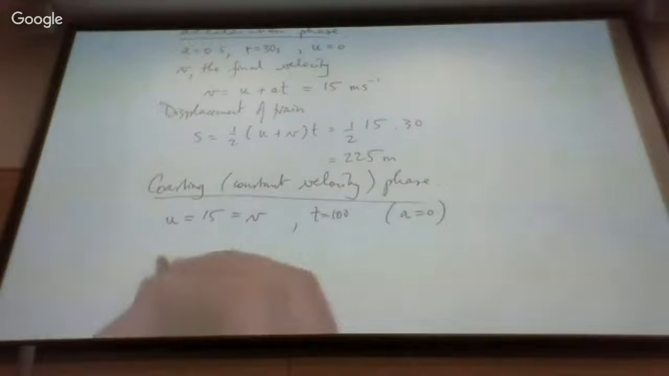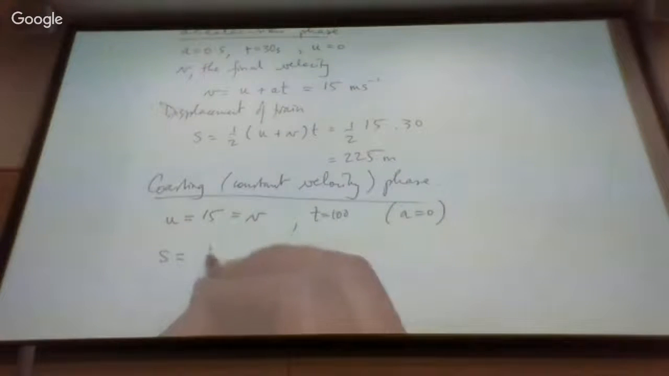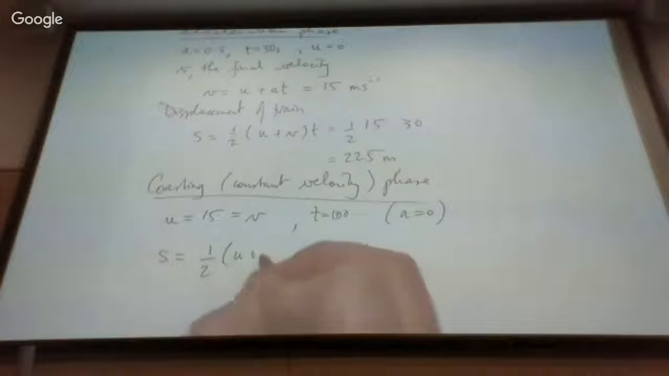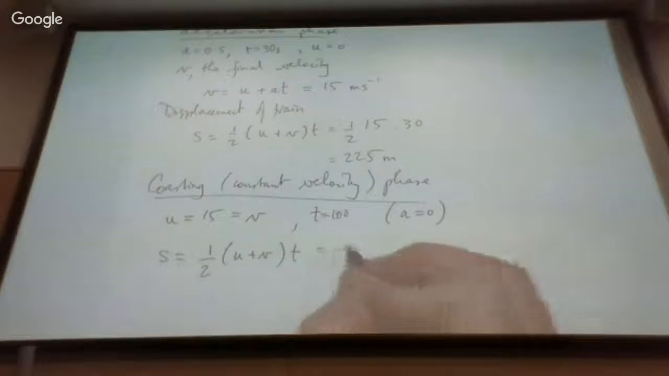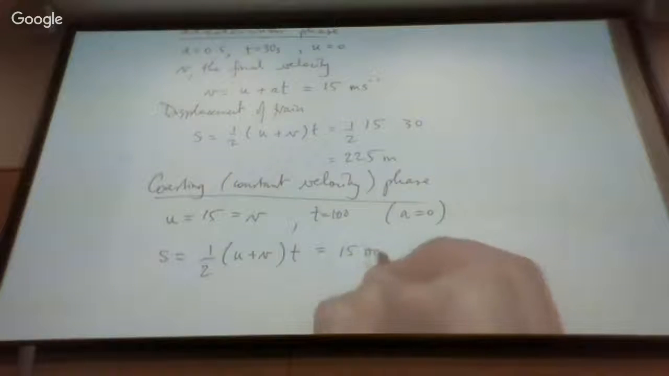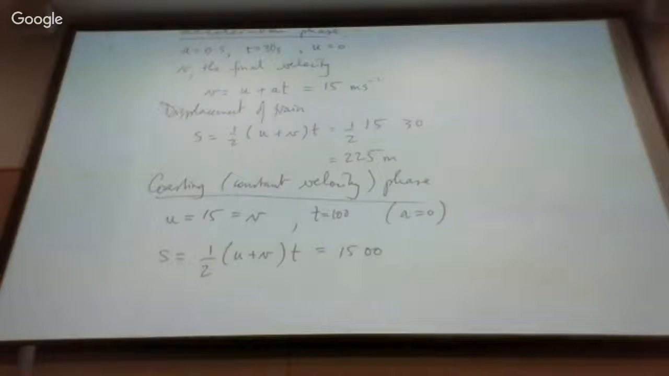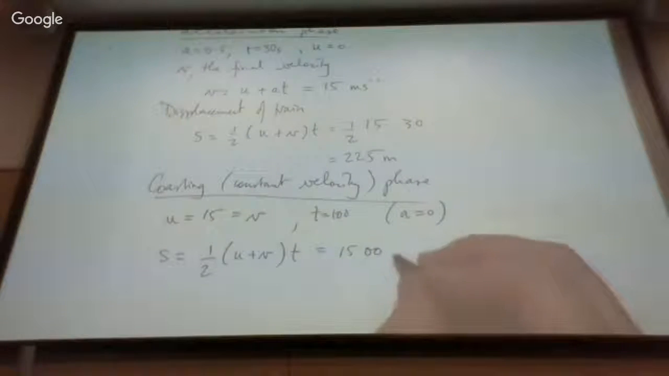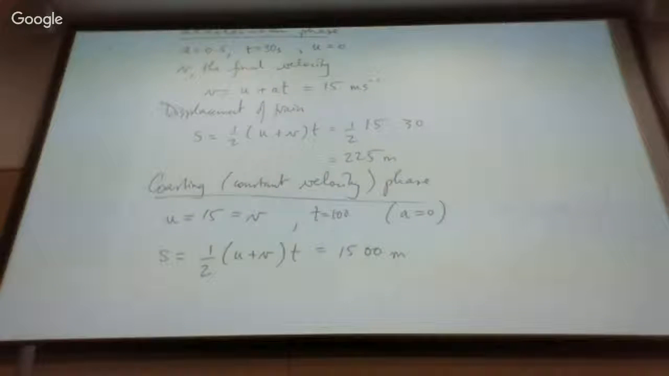The only thing to work out then is the distance traveled, which again we can do as a half of u plus v times t, which will just be 1500 meters, or 1.5 kilometers. So that's half of 15 plus 15 times the 100 seconds this is taking place over. This is then followed by the deceleration phase.